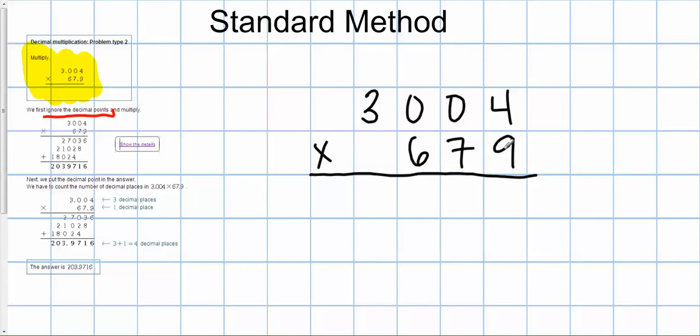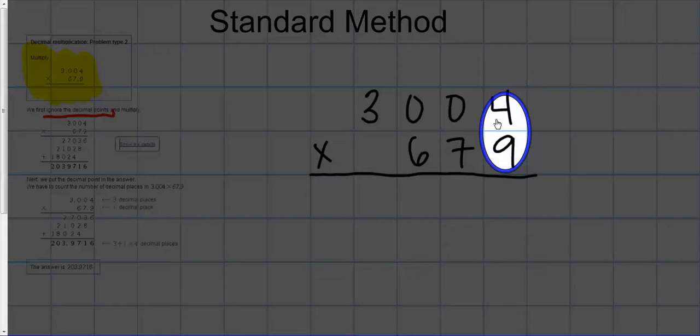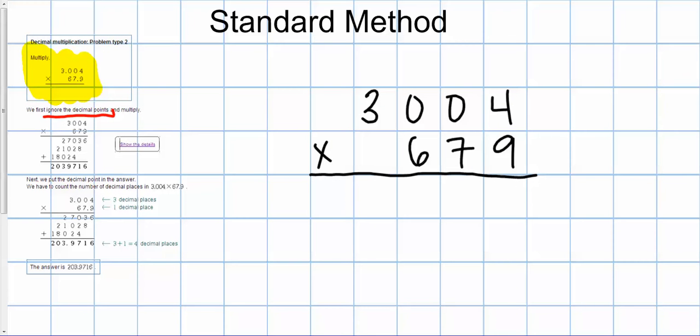So here's what I have. Again, when we multiply, we're starting in the bottom right-hand corner. So I'm going to multiply this 9 by everything on the top row. I'm going to do 9 times 4. 9 times 4 is 36. So I put my 6 down here, carry my 3.